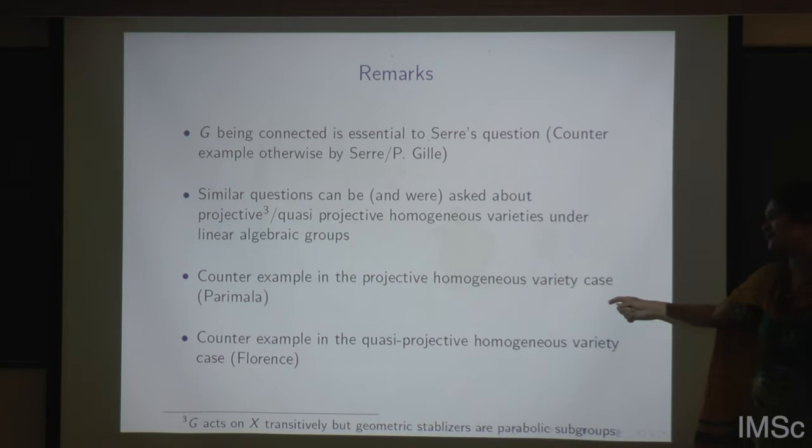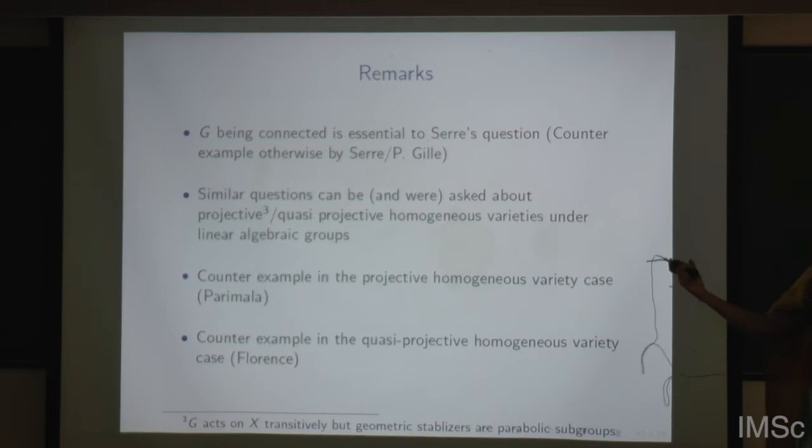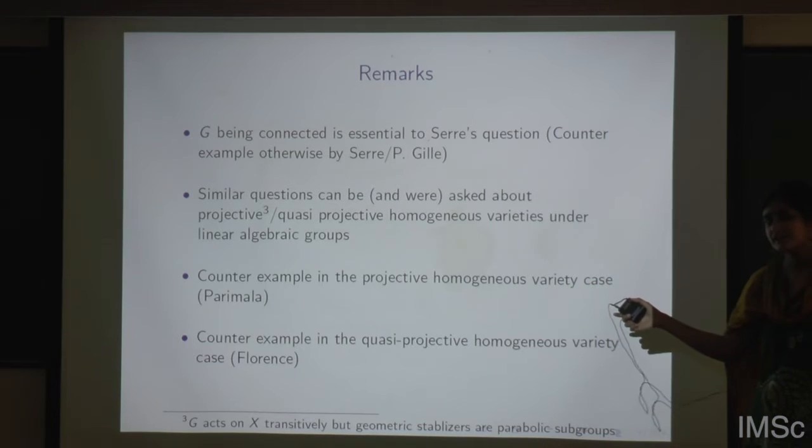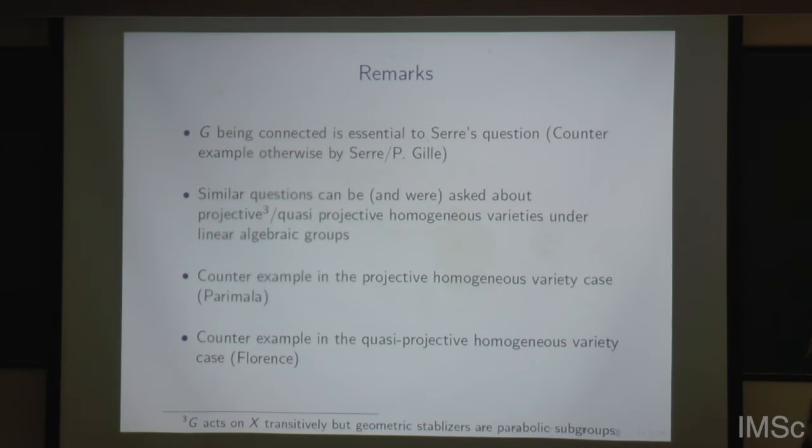So you might have zero cycles of degree 1, but you might not have a rational point. These examples were written down by Parimala for the projective homogeneous variety case, and for the quasi-projective, I think it was by Mathieu Florence. So it turns out that this question is phrased for exactly the right kind of varieties and for the right kind of linear algebraic groups.